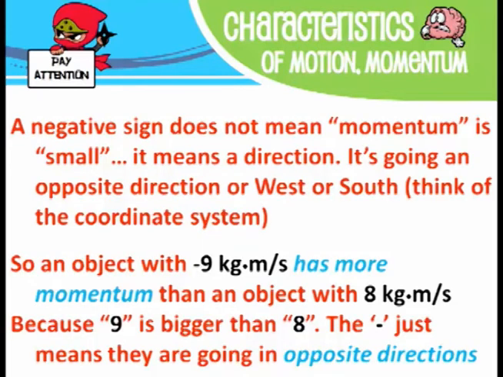Again, remember, a negative sign does not mean momentum is small. It means a direction. It means you're either going west or south. If you think about the coordinate system, west is a negative x direction, south is a negative y direction. So an object with negative 9 kilogram meters per second has more momentum than an object with 8 kilogram meters per second because 9, the magnitude, is bigger than 8, the magnitude. The negative sign just tells you that they're going in opposite directions.